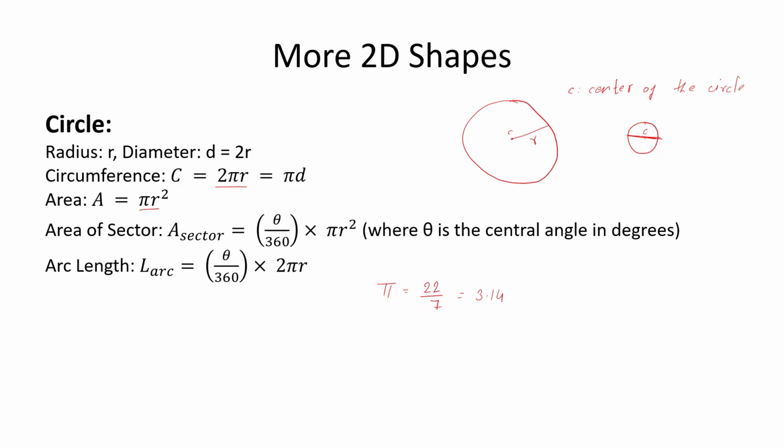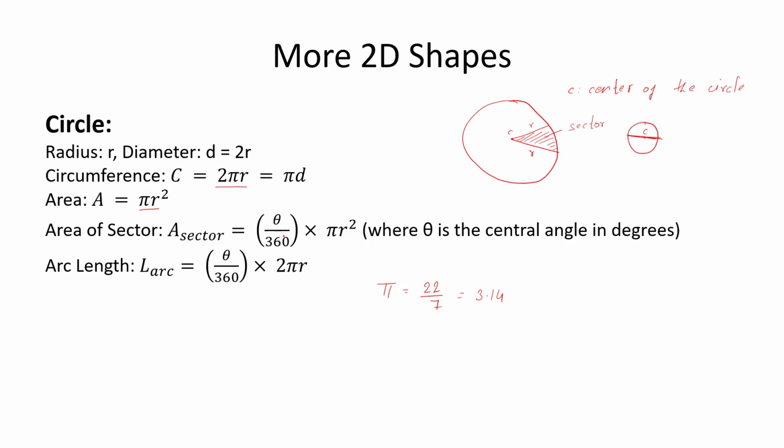Area of a sector. First thing you should know is what is meant by a sector. So let me draw these two lines. This is r. This is also r, right? Because the distance from the center to any point on the circle is r. This is known as a sector. Understood? And this shaded region is the area of the sector.